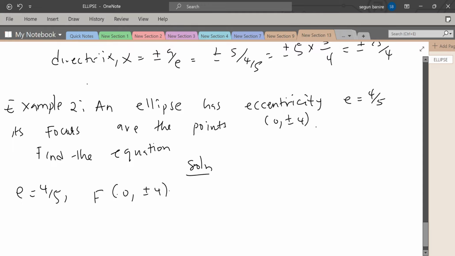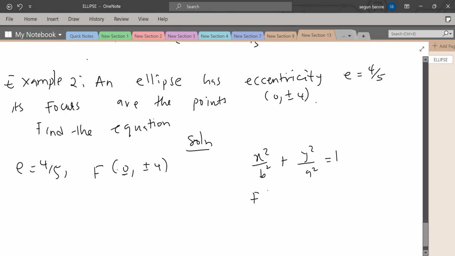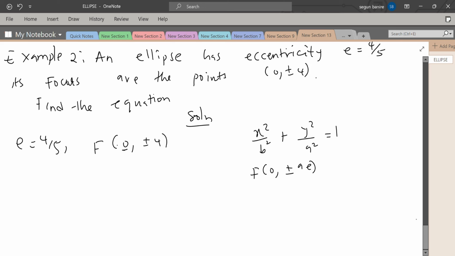They just say plus and minus 4, they didn't split them. So we have the vertex at the origin, even the x-axis is 0. Okay, so with that being said, our equation will be of this form: x squared over b squared plus y squared over a squared equals 1, and our focus formula in this case is plus and minus ae. So what are we looking for? The equation. And you know b squared is equal to a squared times 1 minus e squared. So we have e, we need a, we need b.